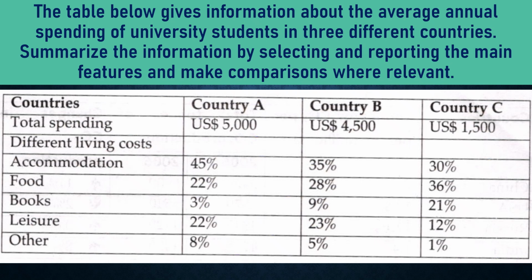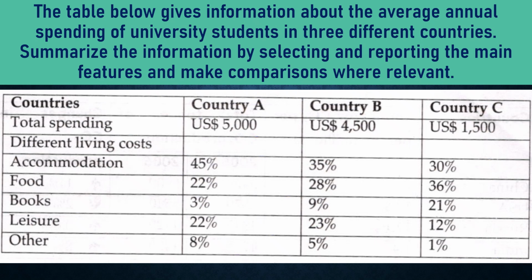This is the question statement on the top that would be given in the paper, and below is the table that I have copied exactly from the paper. It is from the past paper, so it is the sample solution for you. The table below gives information about average annual spending of university students in 3 different countries. Summarize the information by selecting and reporting the main features and make comparisons where relevant.